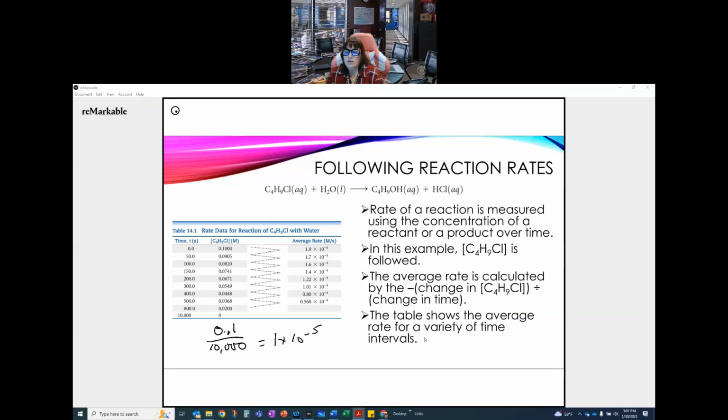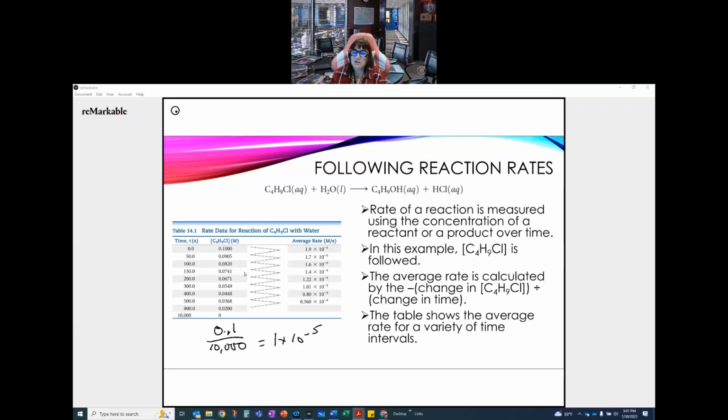For that whole time period. Okay. The table shows the average rate for a variety of time intervals. Notice that we can measure this between 2 points and get a rate for that. We could measure it between 3 points and get a rate for that. So we can do it at any point that we have data for. Okay, that's great. Awesome. I can measure it all over the place.